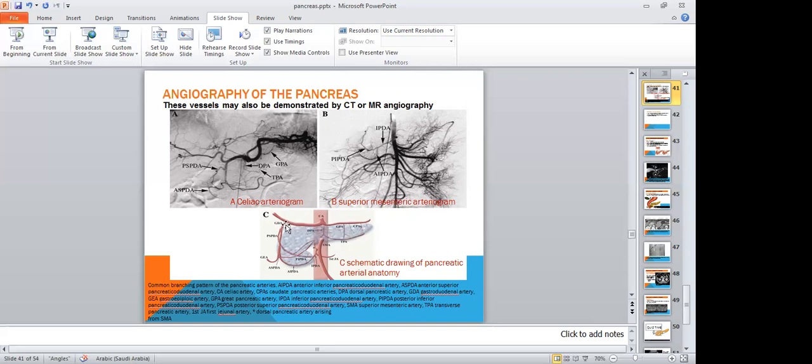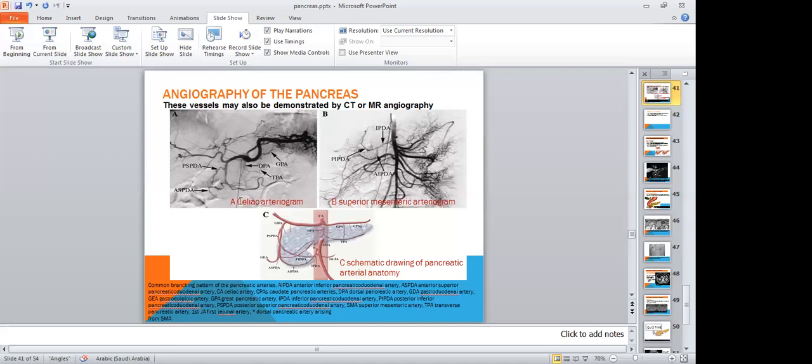And from the common hepatic artery, the gastroduodenal artery, giving the superior pancreatico-duodenal artery, which gives the posterior and anterior branches. And from the superior mesenteric artery, the inferior pancreatico-duodenal artery, which gives the anterior and posterior branches.